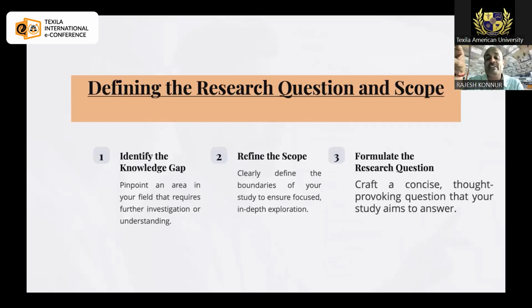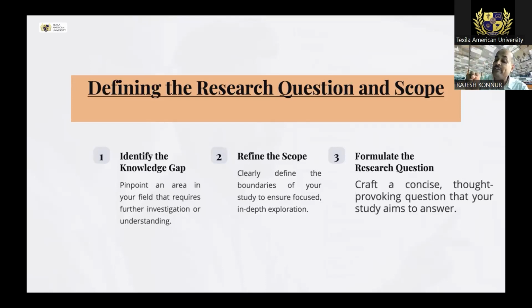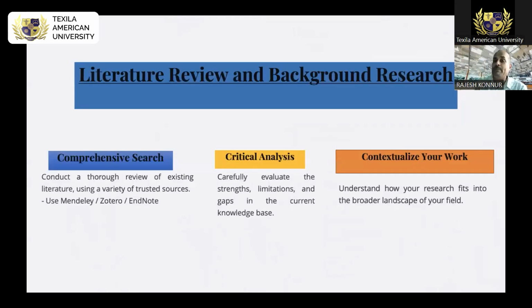Next one is refine the scope. Clearly define the boundaries of your study to ensure focused and in-depth exploration, where it is applicable. And whenever you are choosing any topic, it must be very significant and new to the world. Formulate the research question, very important. You have to craft a concise, thought-provoking question that your study aims to answer. First you have to choose the question, which is very significant, and it must be solvable within the limited time. And also others, when you publish it, they have to read it.